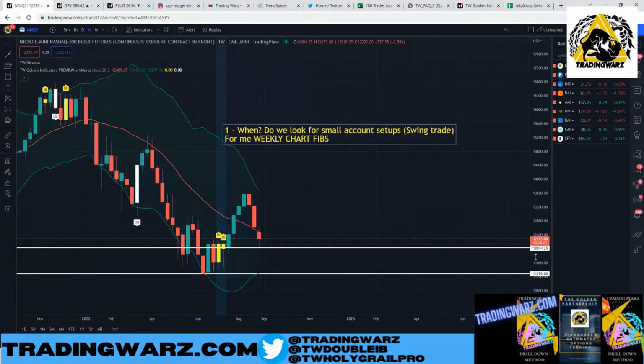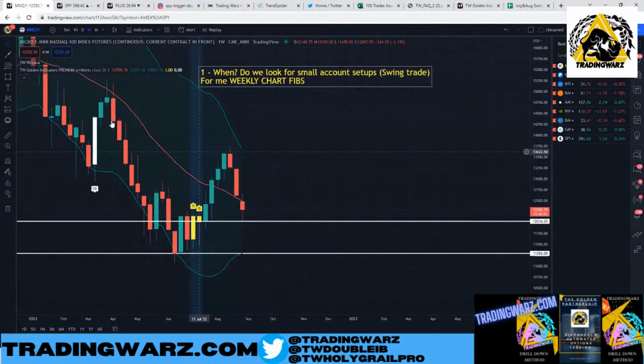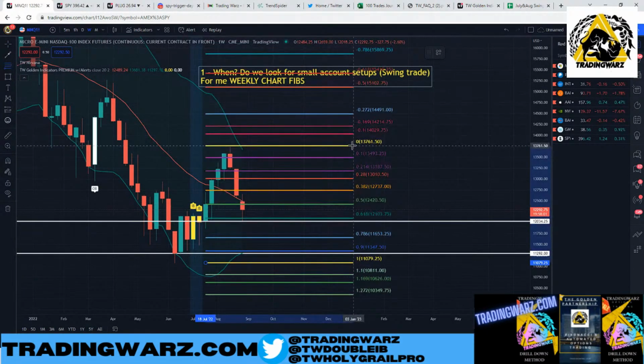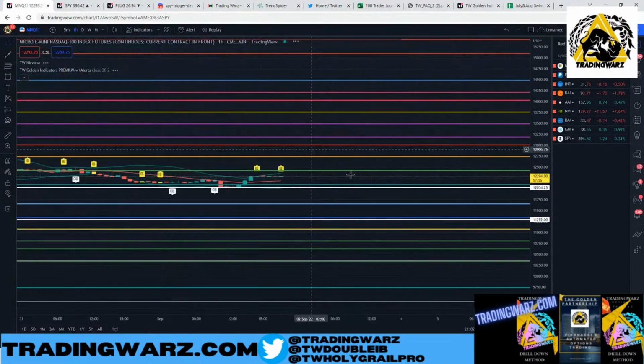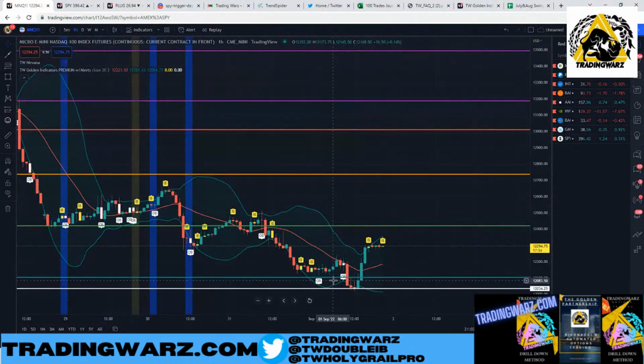So the current setup that we have right here, and I talked about this yesterday, was this 618 long play right here. I'm here on MNQ, and you can see we tagged the 618 today. I'll go down to an hourly chart so you can see that. Here, that green line, there's our 618. We broke it slightly, and then we popped right back up.